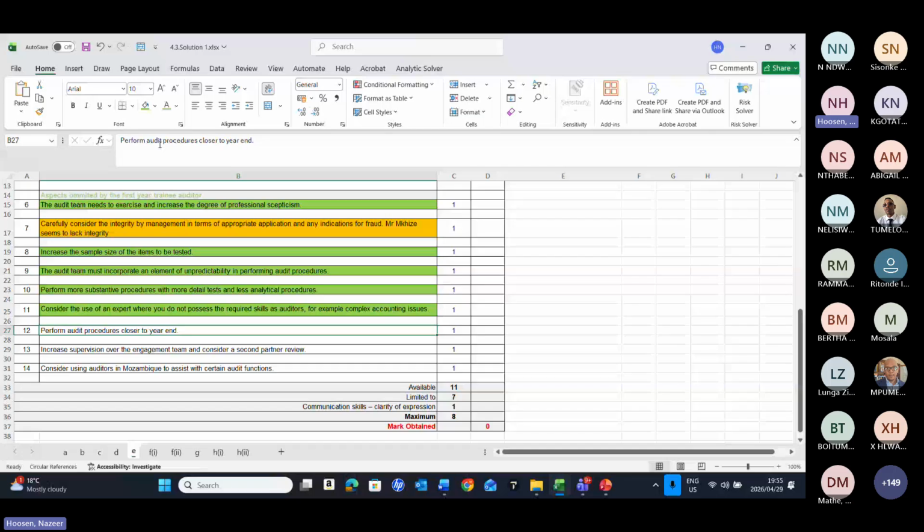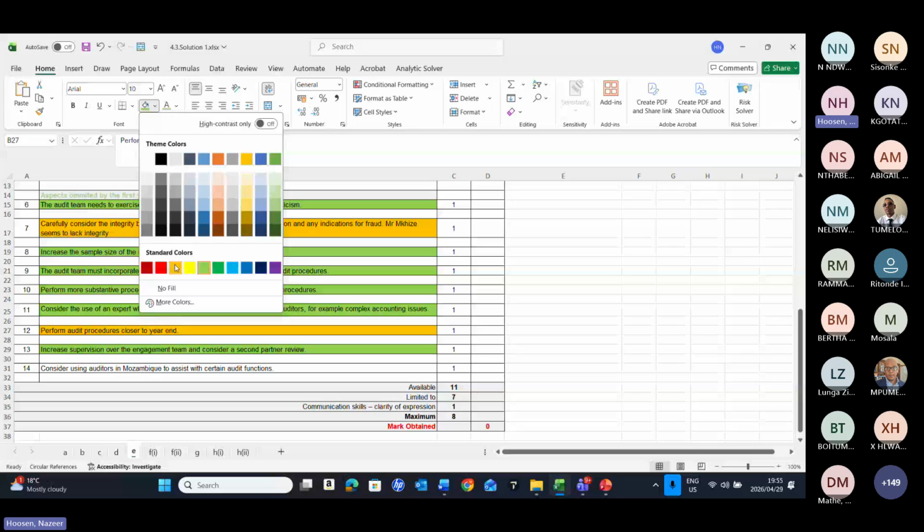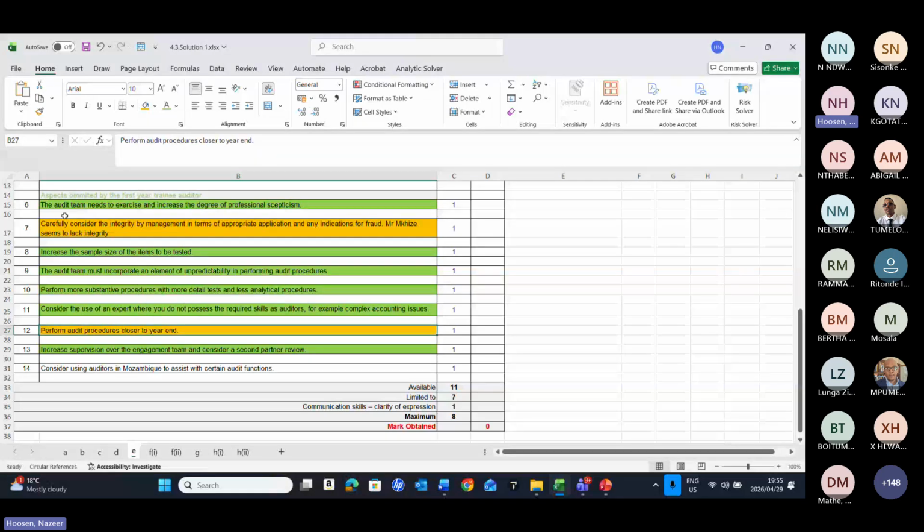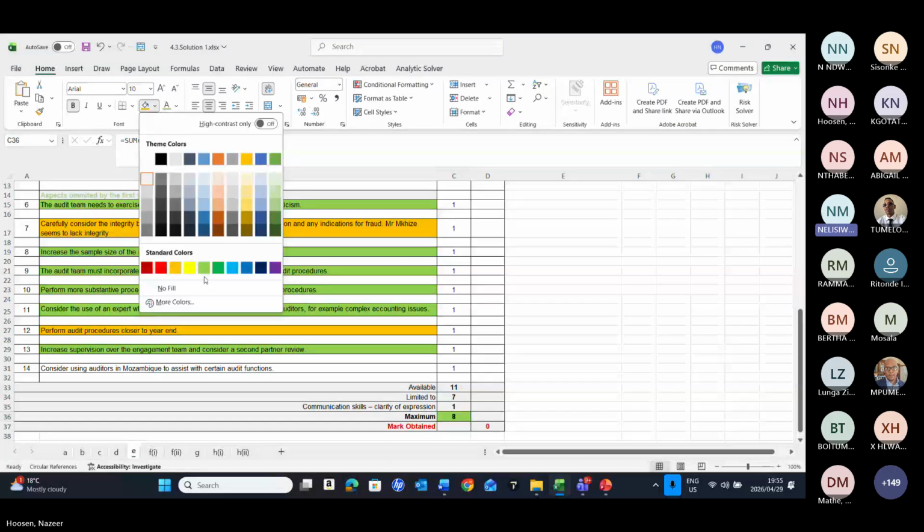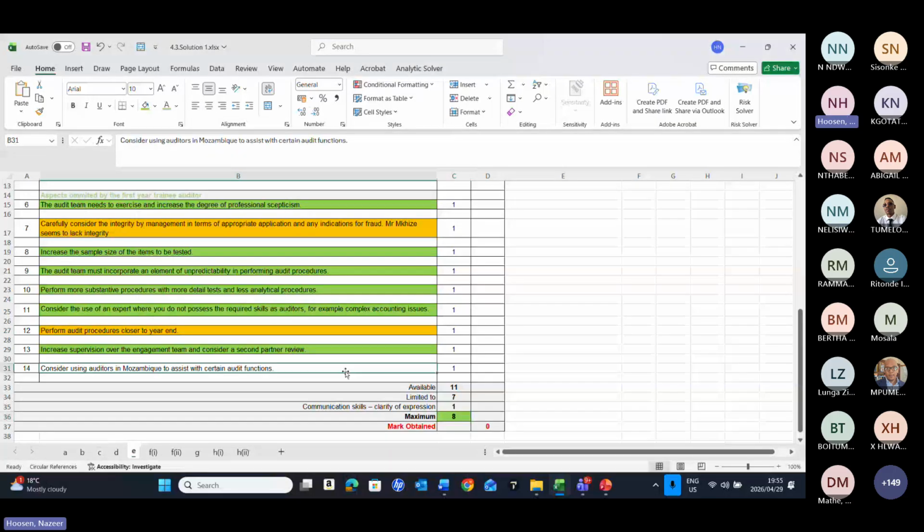Increase supervision. We got a lot of candidates using the other auditors of Mozambique. We may not have got all that, but remember something, guys. We got 1, 2, 3, 4, 5, 6. 6 out of the maximum of 8 marks already. You see what I mean?